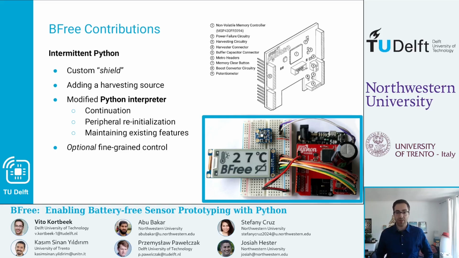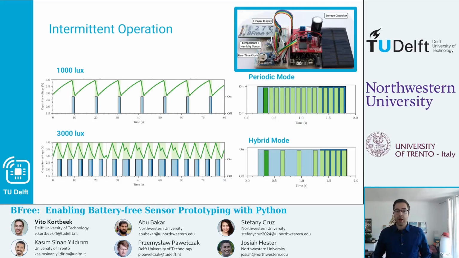We did add optional fine-grained control through libraries where you can change different checkpoint strategies, how often checkpoints happen, etc. On the top right you can see a demonstration of our system, in this case using a solar panel and some sensors. A big thing to note, if you look on the left, is the energy trace for two different light intensities, 1000 and 3000 lux. This might seem a big difference, but it can be as small as a cloud floating by. And you can see a big difference in how long the system is on, which is depicted as the light blue blocks.